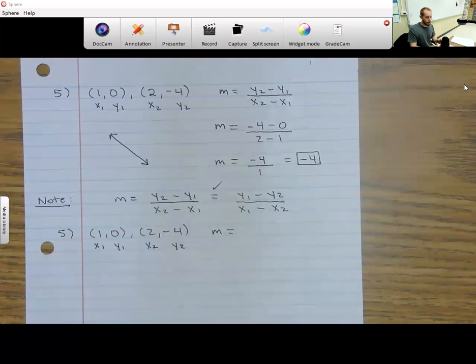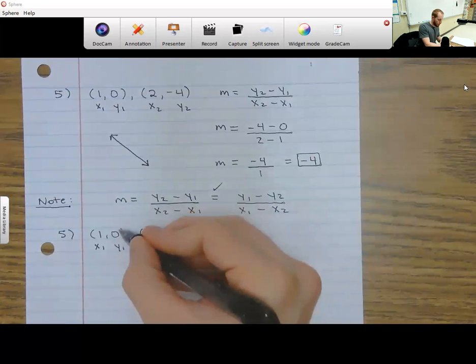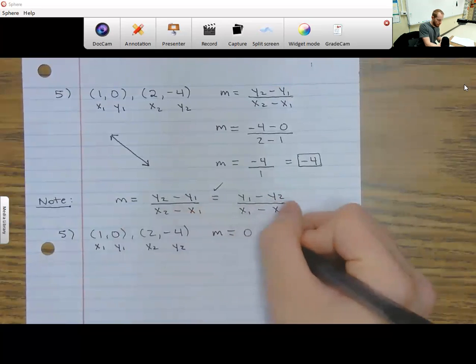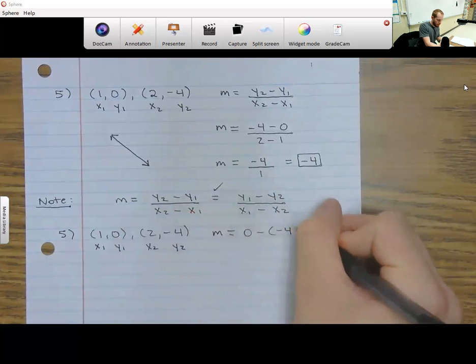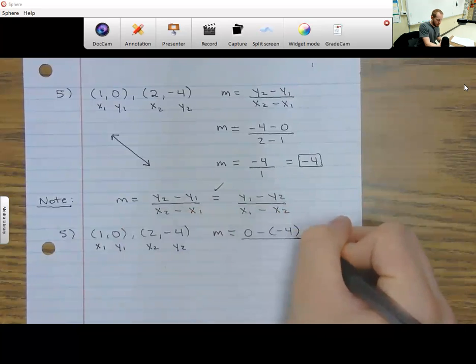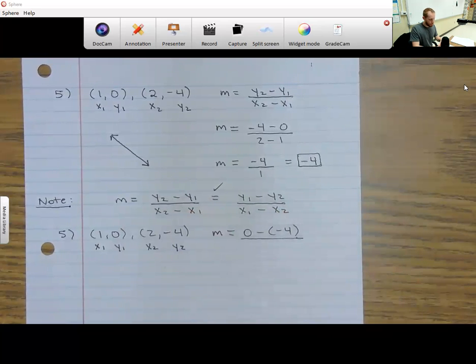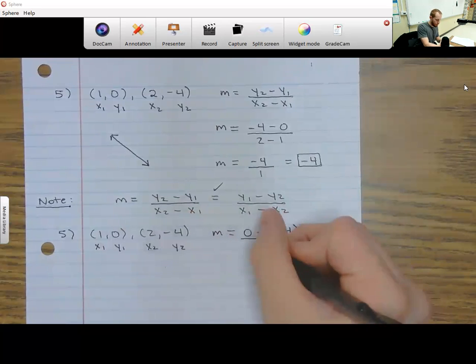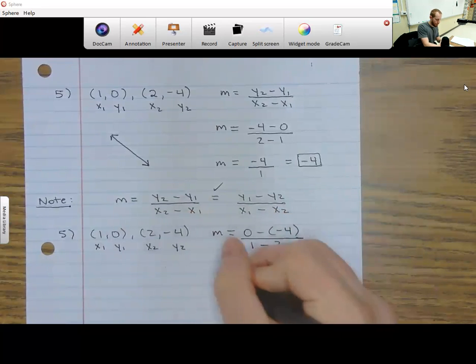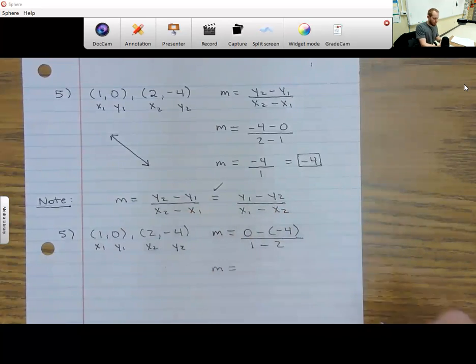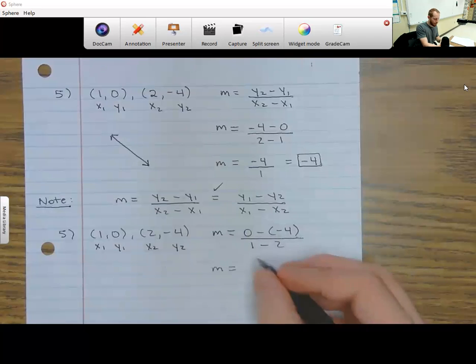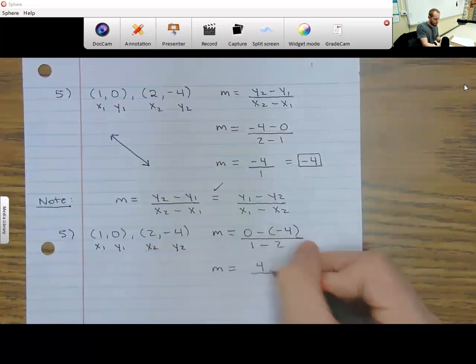So what is this going to look like? I'm going to have 0 minus -4, because I'm doing y1 minus y2. And then at the bottom, I'm going to have x1 minus x2. So it's going to look like 1 minus 2. Okay, so at the top, I'm going to get a +4. At the bottom, I'm going to get a -1.